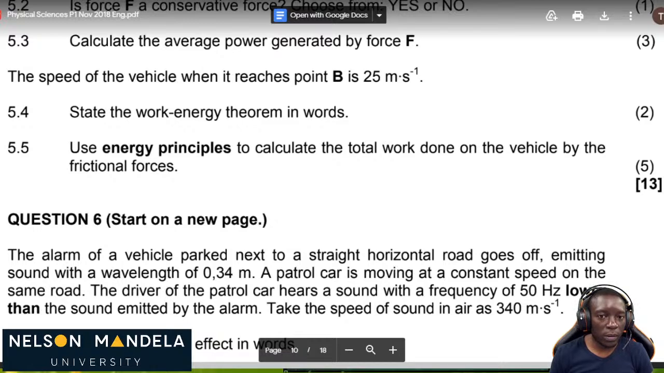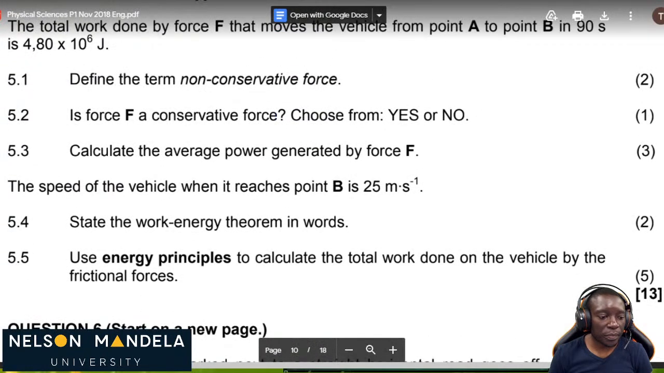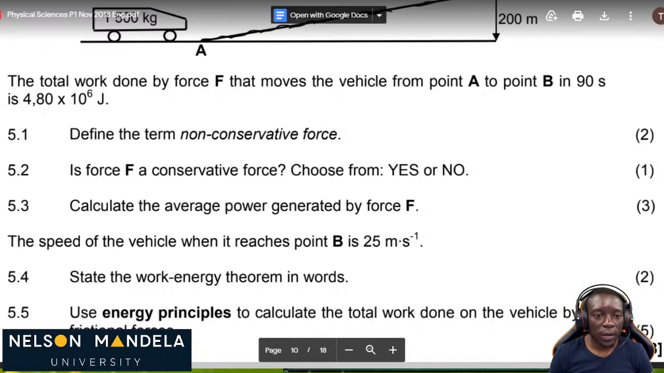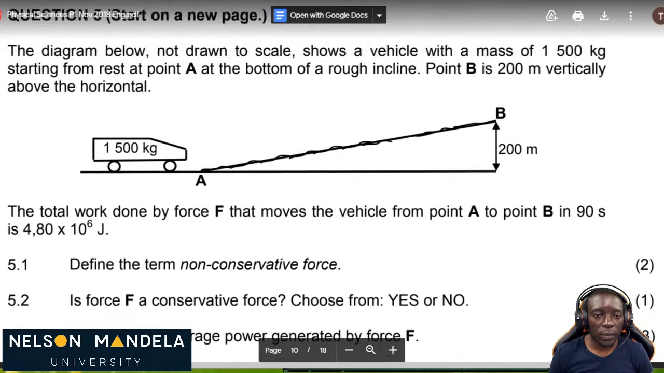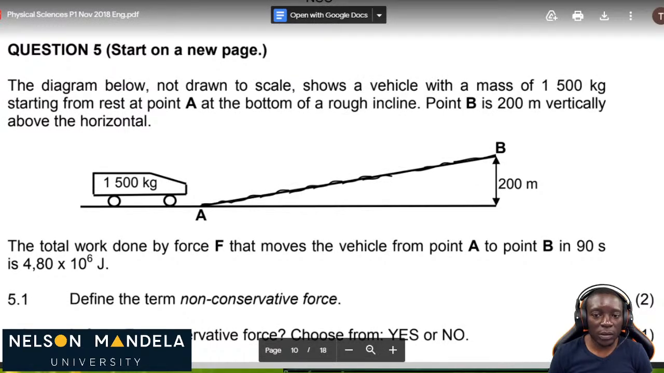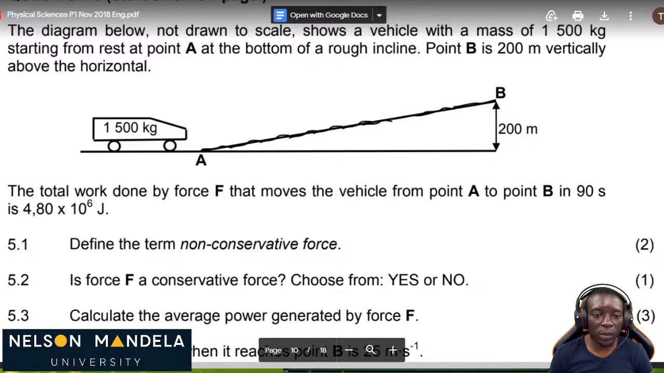So what we are given is the velocity at point B, which gives us the ability to find the kinetic energy at point B. Then we have the mass of the vehicle, the height between the level of point A and the level of point B. We also have the work done by the frictional force in moving the car from point A to point B. The total work done is given as 4.8 times 10 to the 6.